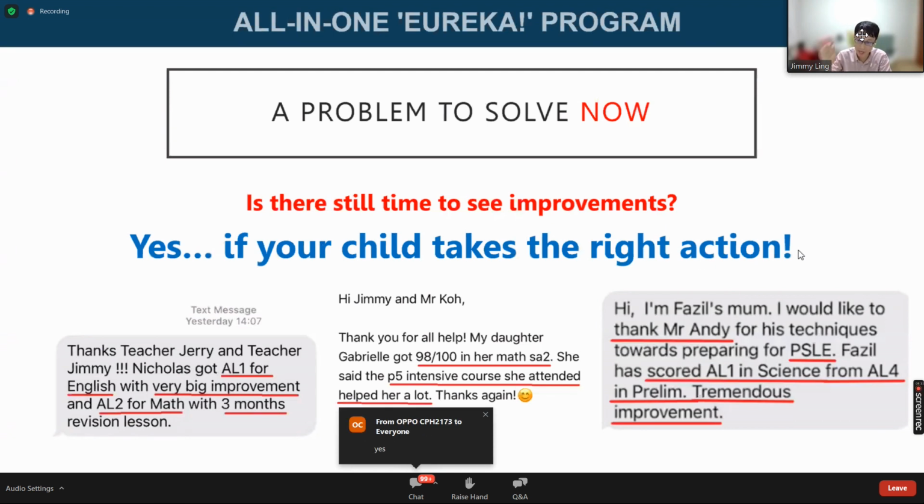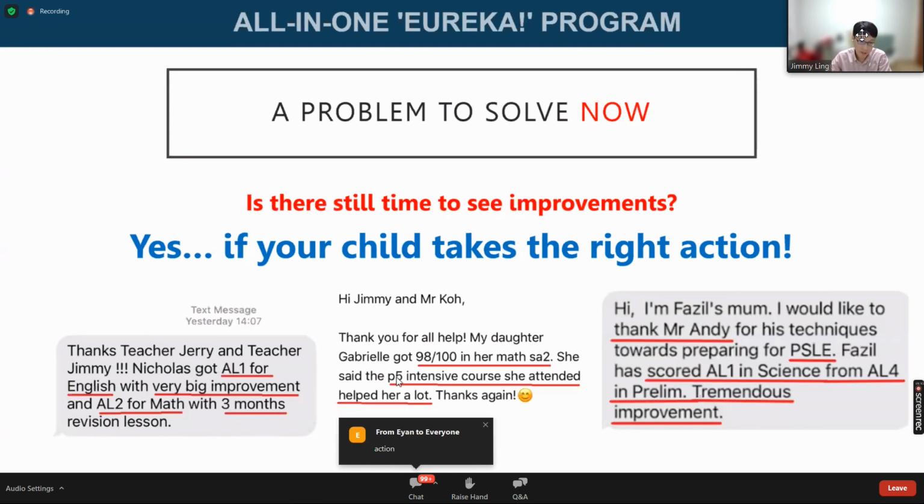Everyone please type action in the chat. Your child must take the right action, because if your child doesn't take any action, everything is going to remain status quo, and the result is going to stay the same. So these are some students who took the right action. For example, Nicholas got AR1 for English and AR2 for Maths with just 3 months.